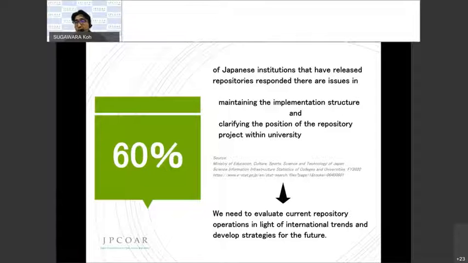These answers are a bit abstract, but in order to gain an understanding of the significance of repositories within a university, we need to evaluate current repository operations and then develop strategies for the future. Now, let's take a look at the tool for evaluating our repository.